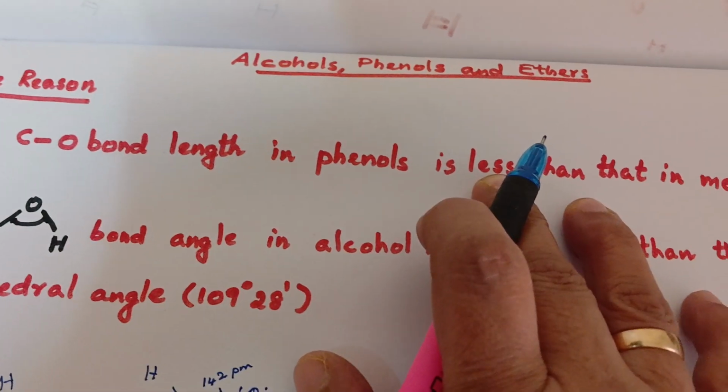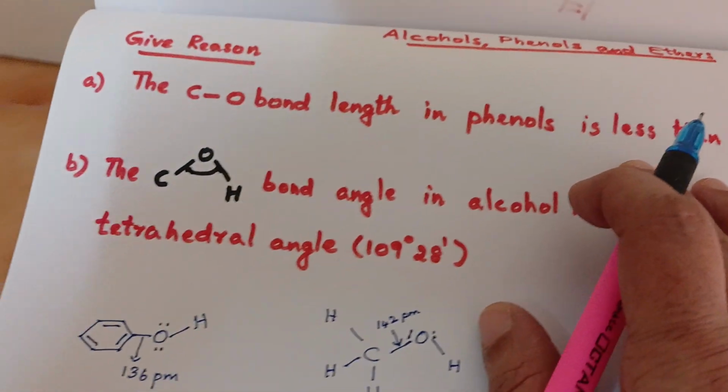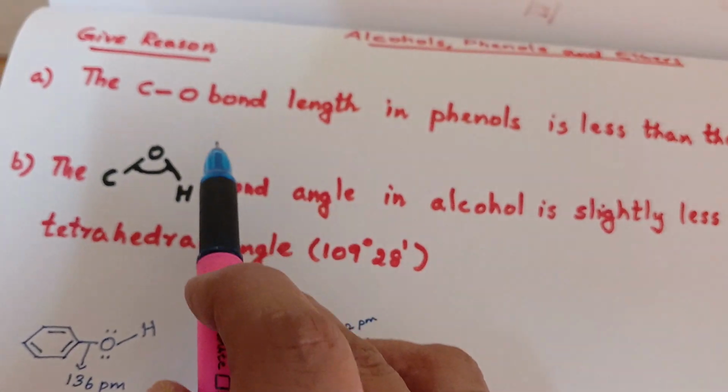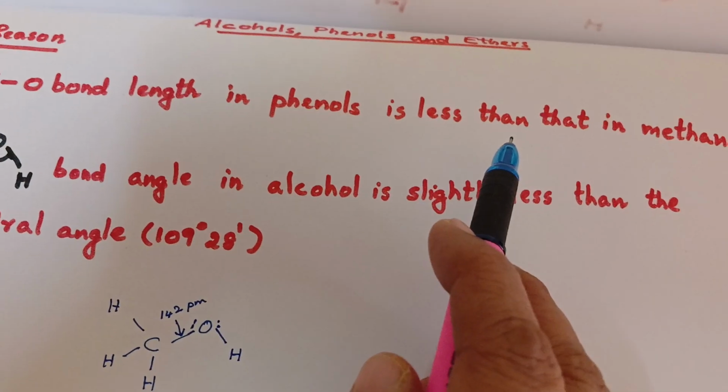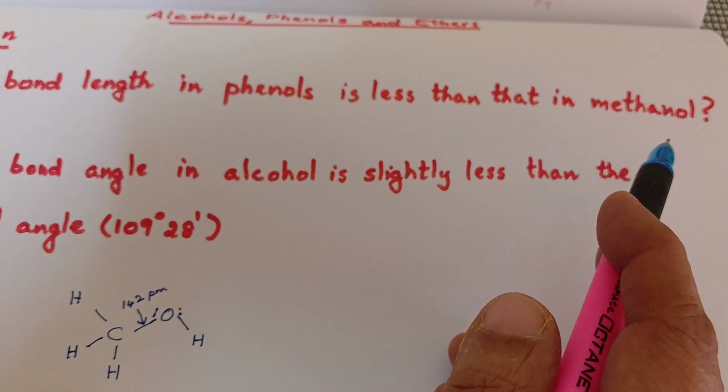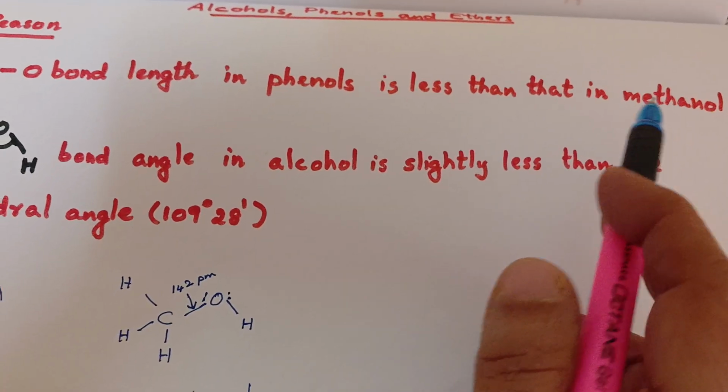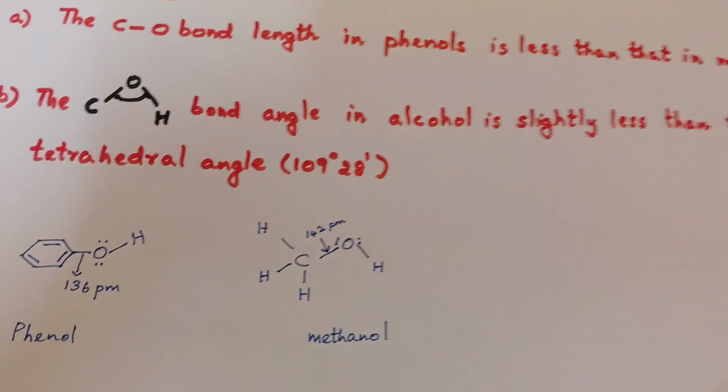Two questions from alcohols, phenols, and ethers. Give reason. The carbon-oxygen bond length in phenols is less than that in methanol. That is the first question. Let us look at it.